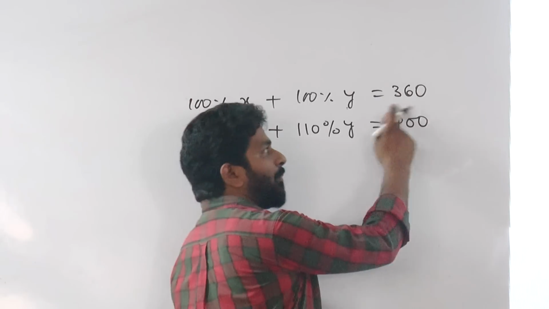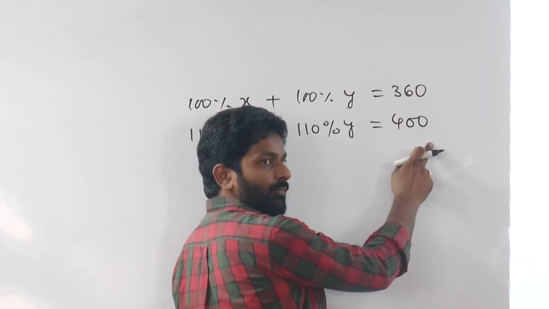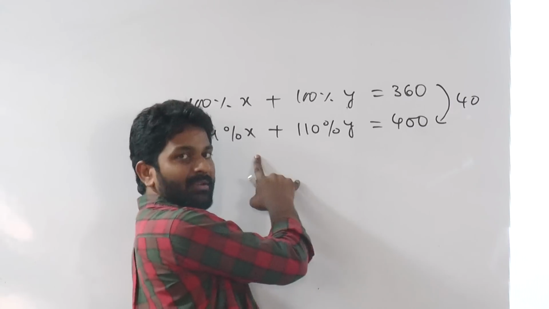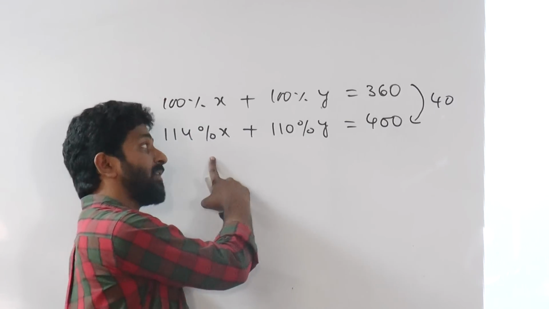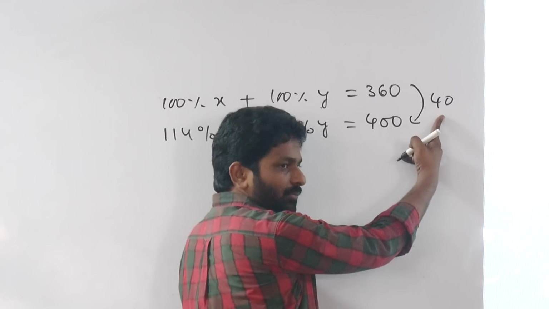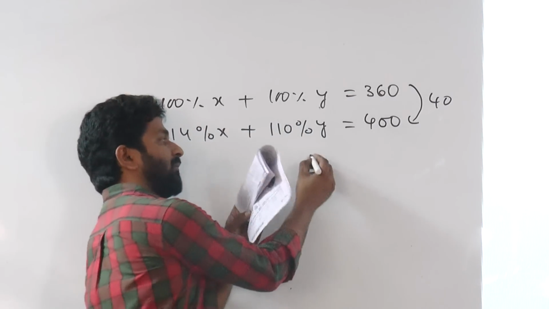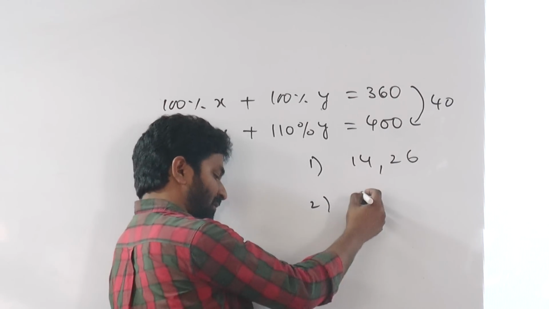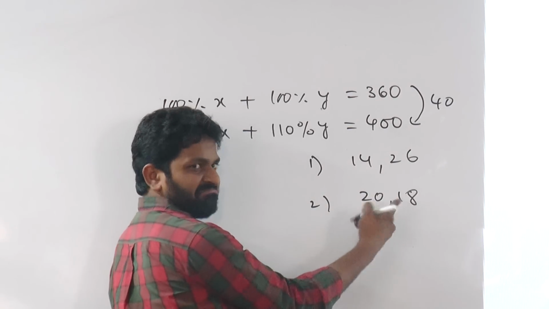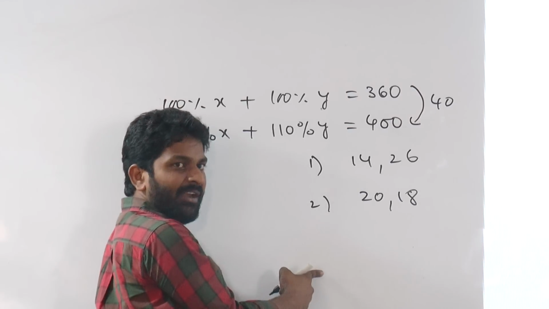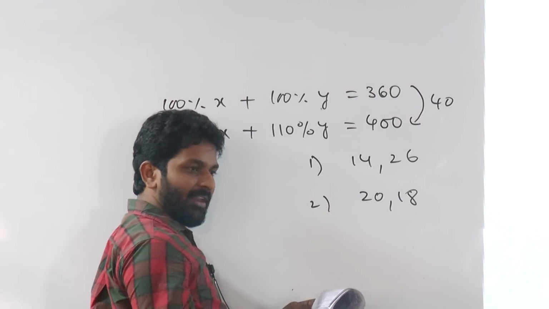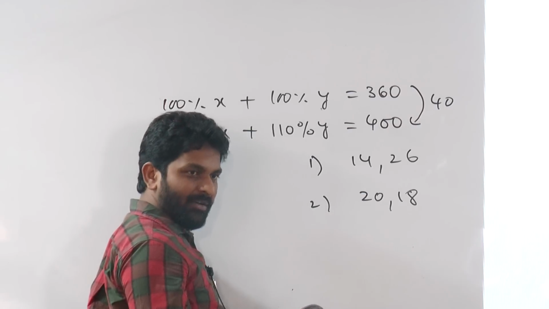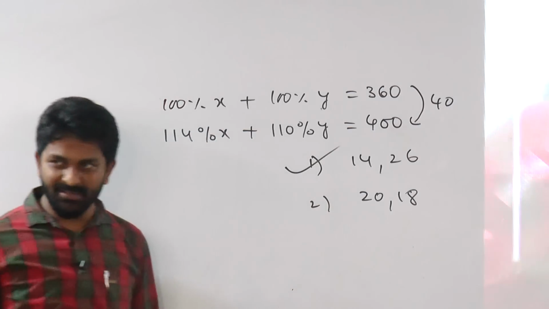Earlier we have 360 pages, and now 400. When you add the excess work of the first person and the second person, it must be equal to 40. Look at your first option, 14 and 26. The total can be your answer. Second one, 20 and 18, 38. You should get 40, eliminated. Third option, 15 and 12, eliminated. Fourth option, 10 and 14, eliminated. Fifth option, 15 and 14, eliminated. Only option left is the first one, 14 and 26. Done.